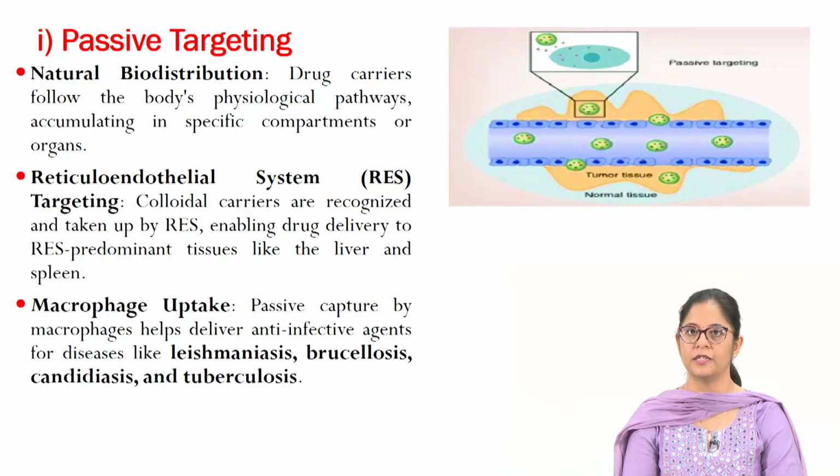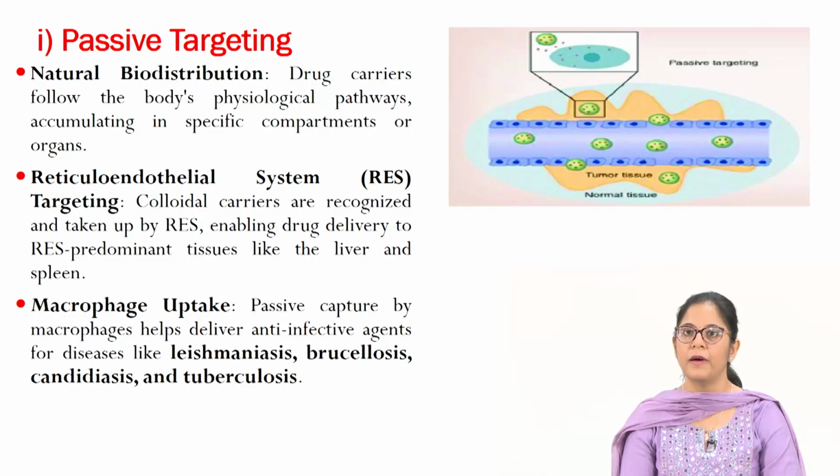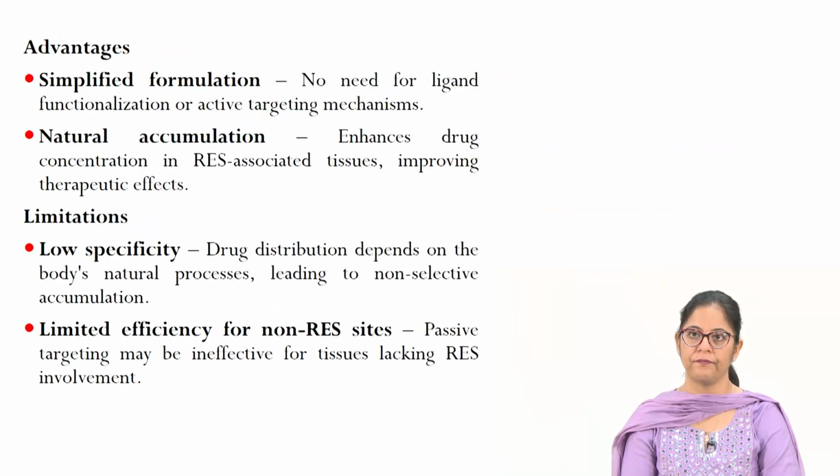Reticuloendothelial system targeting, the colloidal carriers are recognized and taken up by the RES, enabling drug delivery to the RES predominant tissues like the liver and spleen. Passive capture by the macrophages help deliver anti-infective agents for diseases like tuberculosis, candidiasis, leishmaniasis and brucellosis.